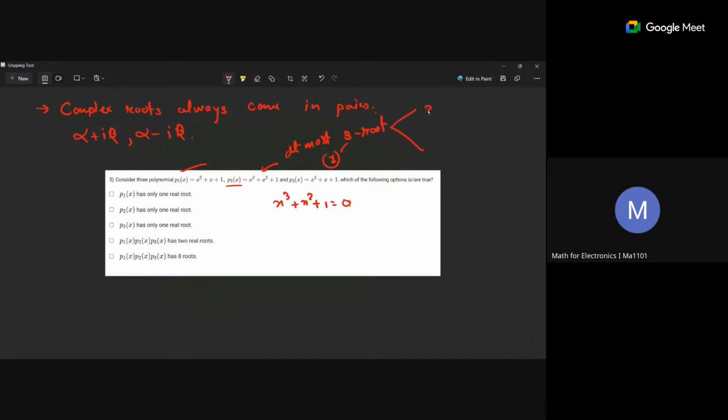The two cases are: all three roots are real; and the second case is one root is real and the other two are a complex pair, so if one is alpha plus iota beta, another will be alpha minus iota beta. Now we have to check which type of roots it has. So P2 has only one real root.